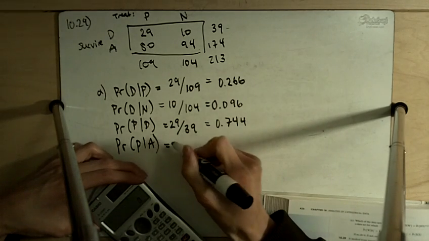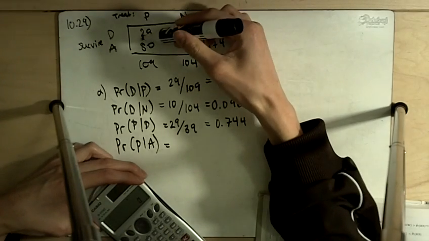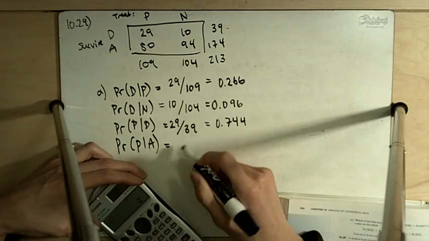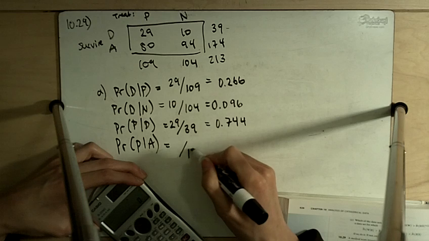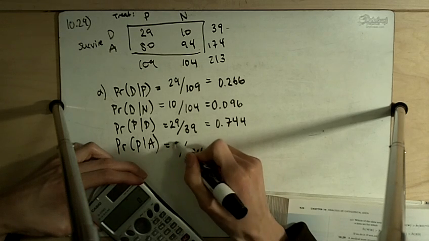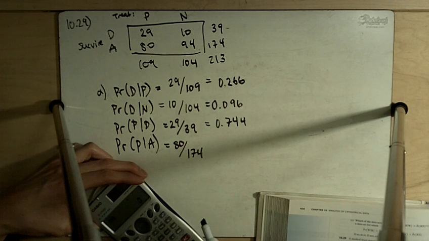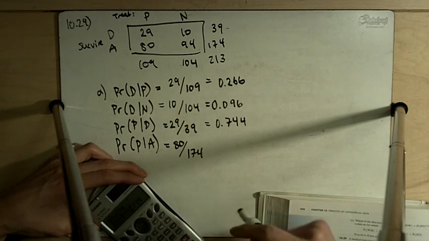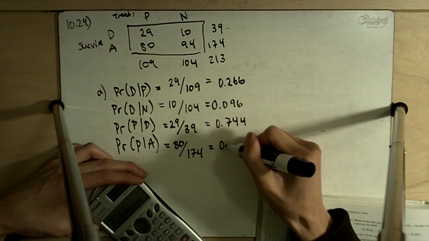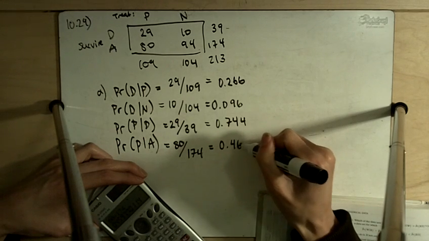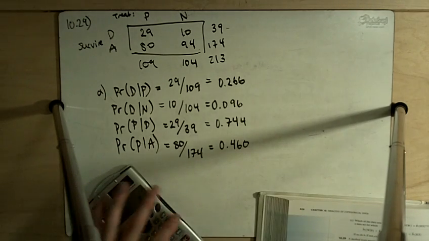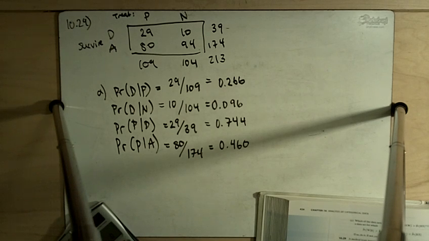And here, the probability of having a positive assessment given that they stayed alive. 174 were still alive, and 80 of them had a positive treatment. So 80 divided by 174, 0.460. Okay, so that is part A.